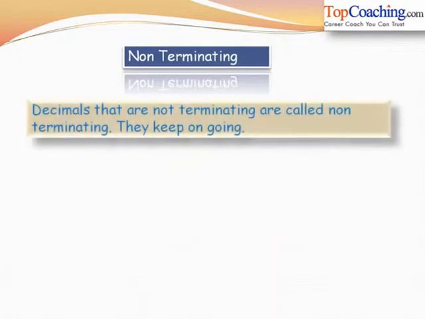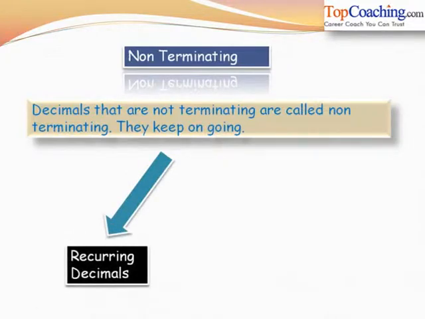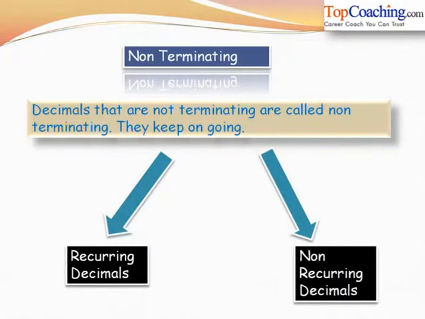So decimals that are not terminating are called non-terminating. They keep on going. So it's just the opposite of terminating decimals. So there's no end to the number of digits after the decimal point. Now there are two cases for non-terminating numbers. Either they could be recurring decimals or they could be non-recurring decimals.